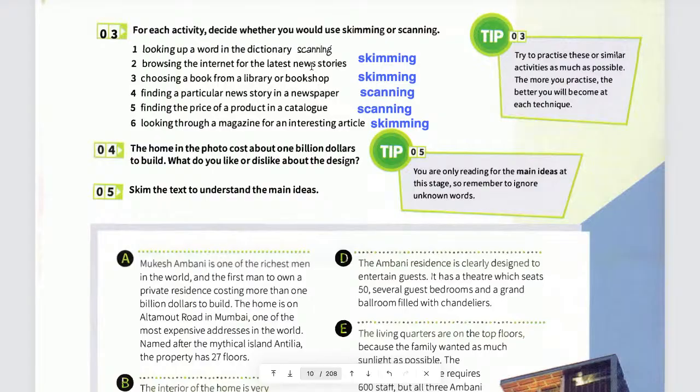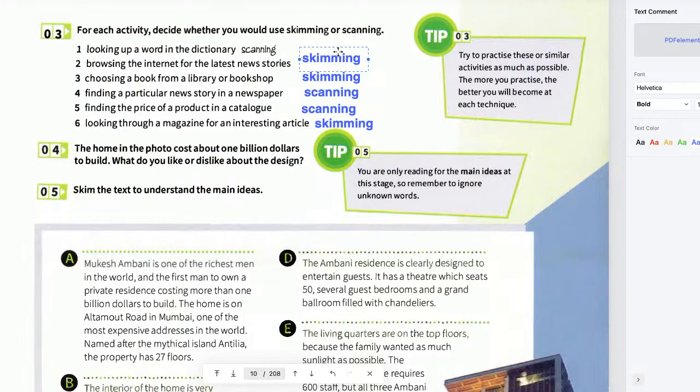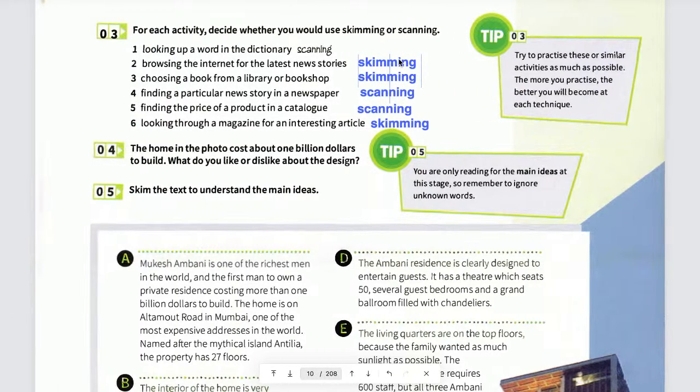Alright, number 2, Ngọc Anh. Yeah, skimming. Browsing the internet for the latest news stories. That is skimming. For example, like you browsing, that means you just turn on some websites and then you check, read through everything, okay, some news, and then you say, oh, this one is interesting. But that just you go through everything.